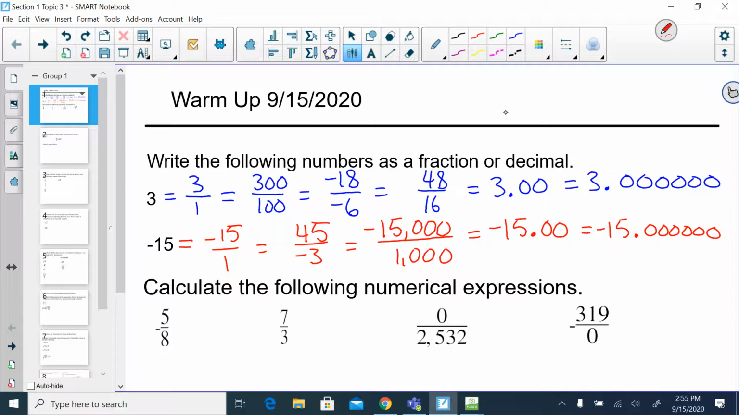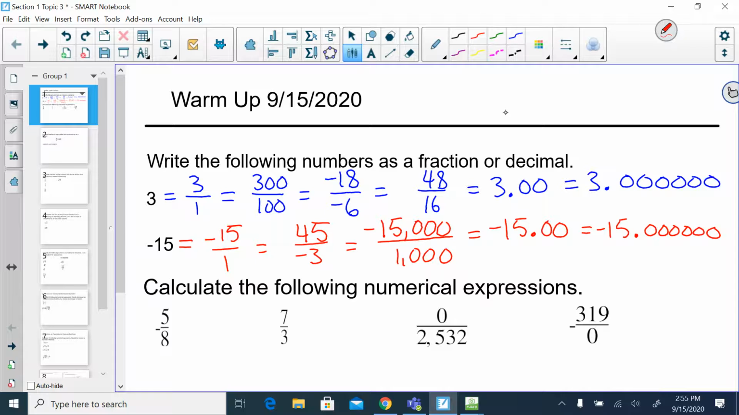So I'm preparing you for what we're talking about, which is rational and irrational numbers. Okay, these fractions that we have, you'll see how we define those, and you'll see how this warm-up goes into play with the whole lesson. Okay, the next part told you to calculate the following numerical expressions.